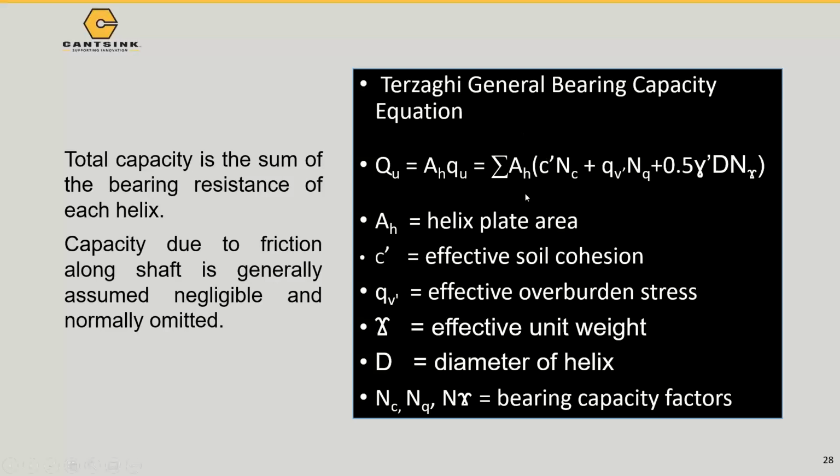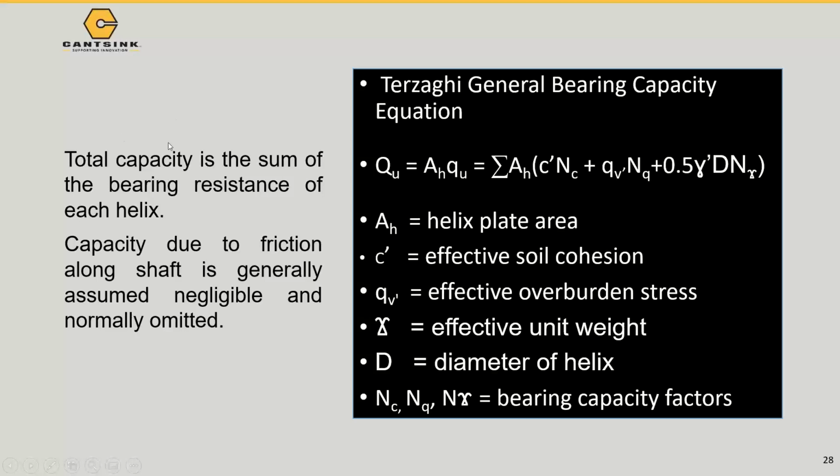Now, I said this is a small diameter helical pile. We're talking about small diameter shafts. Like I said, if you have a large diameter helical pile, you're going to have larger helices. So that third term, which we also call the compression term, 0.5 gamma D N gamma, you really don't see it when we talk about small diameter helical piles. It doesn't exist. So we have basically cNc and qNq, because this third term is very small.